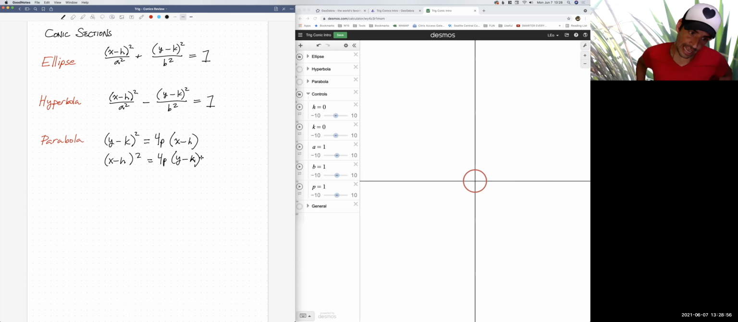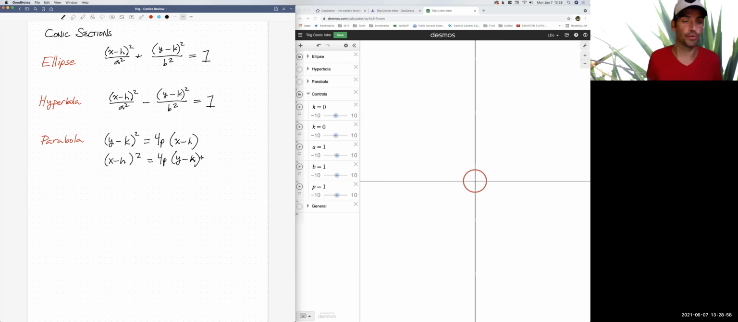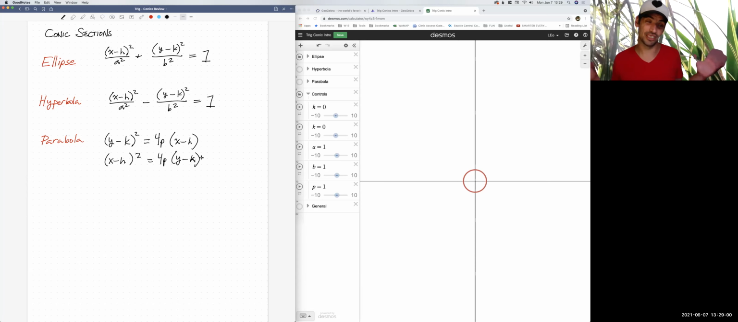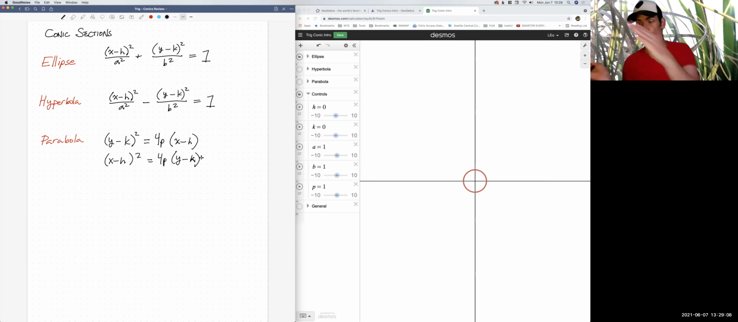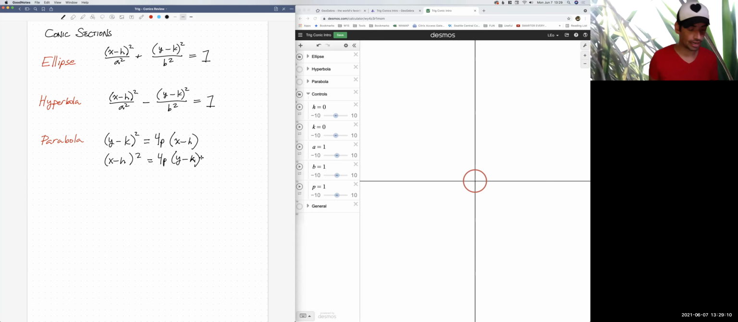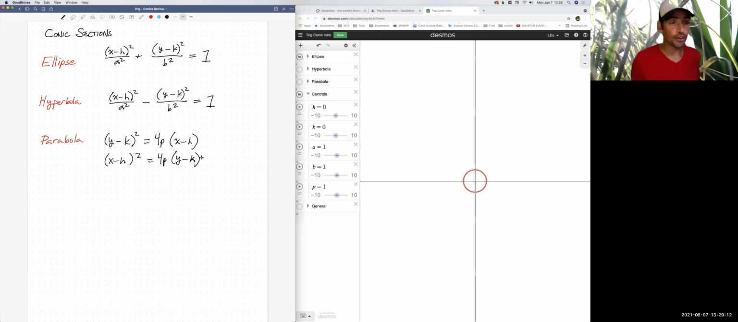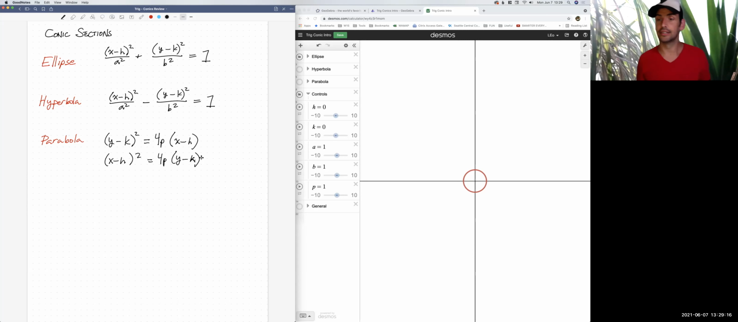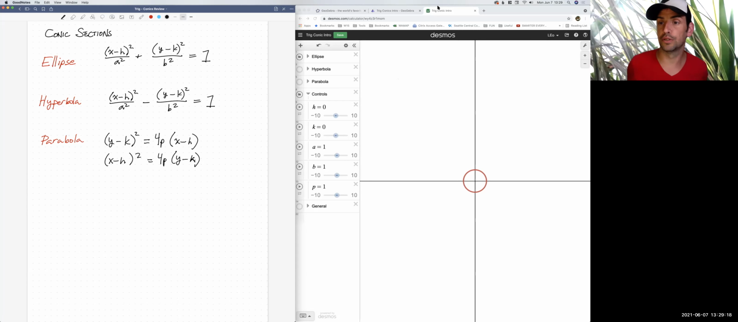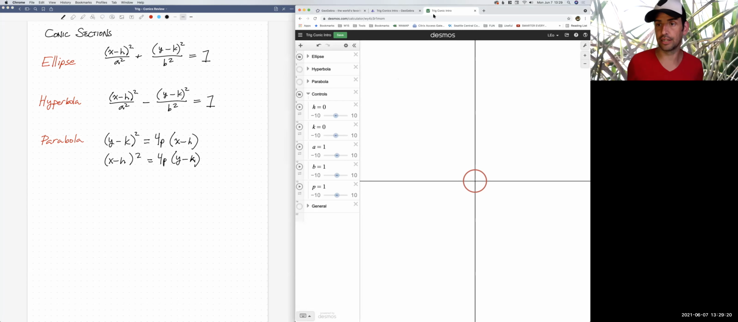And then whether the x term is squared or the y term is squared, right? If x is squared, that's the one we're used to seeing. It opens vertically up or down depending on the value of p. And then if it's the y term squared, it's a horizontal parabola, okay? So those are our three conic sections and their typical equations. So let's just take a look at them.